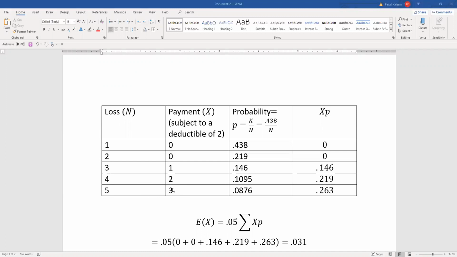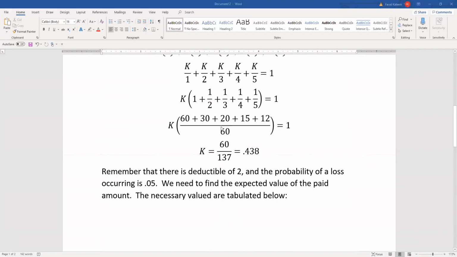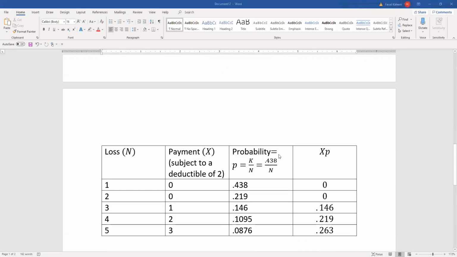And so the probability of the respective losses was k over n for a loss of n. So k was 0.438, so it would be 0.438 over n. So when n is 1, the probability of a loss of 1 is 0.438 over 1. And for n equals 2, it will be 0.438 over 2, which is this, and so on.